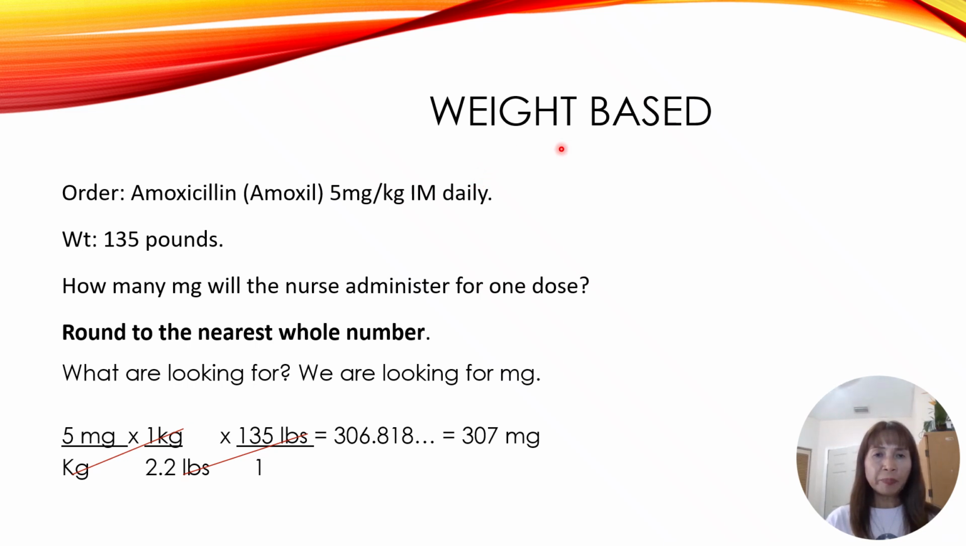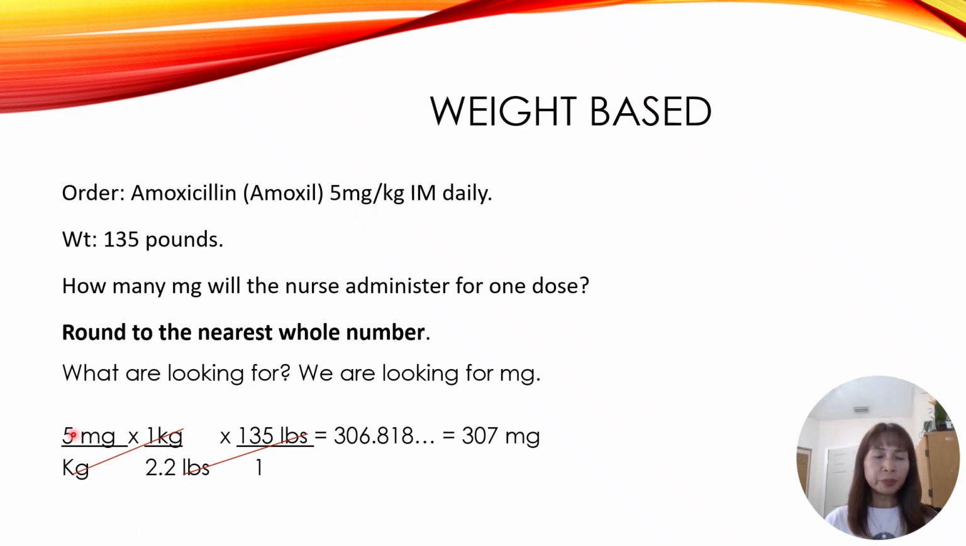Okay, so this is a weight-based problem. The doctor ordered amoxicillin or Amoxil 5 milligrams per kilogram IM daily. The patient weighed 135 pounds. So it's asking us how many milligrams will the nurse administer for one dose. Since we're looking for milligrams, we're going to start with the one with the milligram. In this case, it's 5 milligrams.